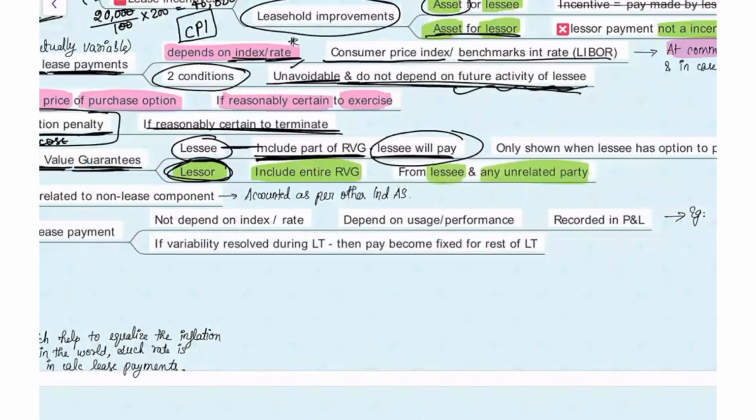So anybody can guarantee, okay, that for this asset, you will be able to fetch this much. If you're not able to fetch, I'll pay for it. So whoever has guaranteed to the lessor, it doesn't matter. The entire guaranteed residual value, lessor will record in his books. Whereas the lessee will only include the part of residual value guarantee, which the lessee is going to pay. Okay. Yes, I hope you understood this.